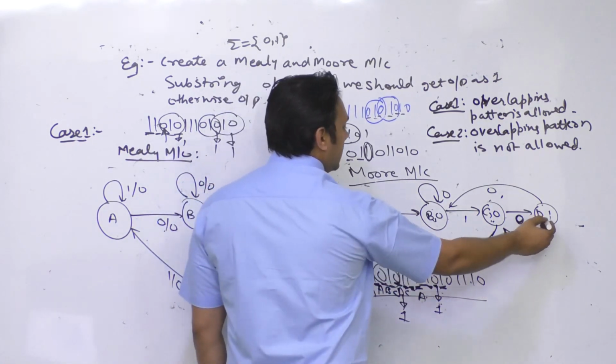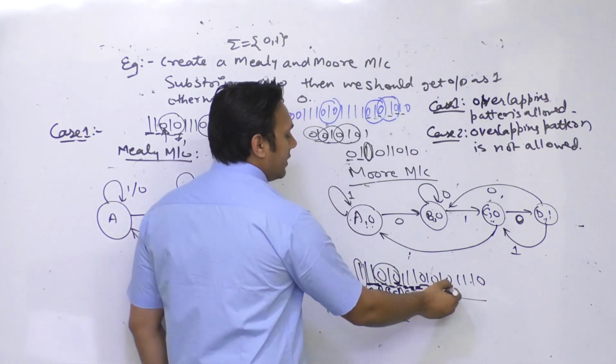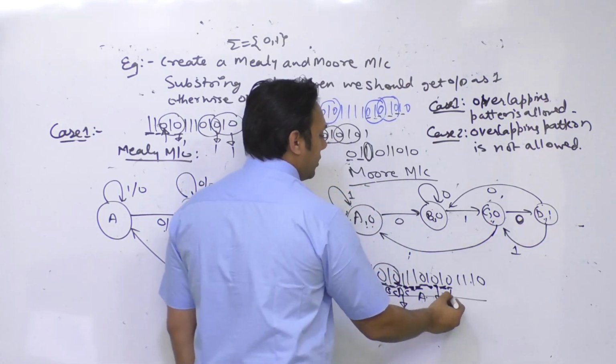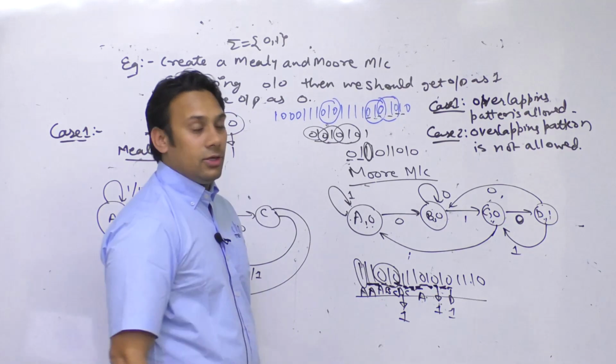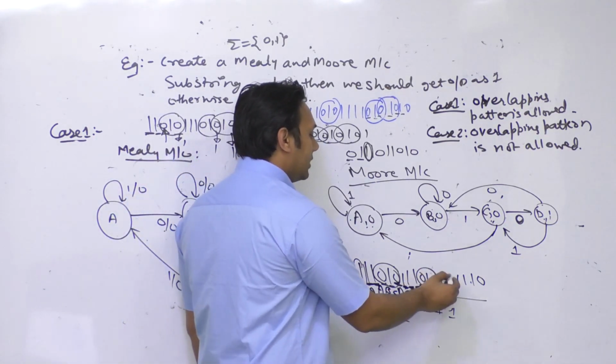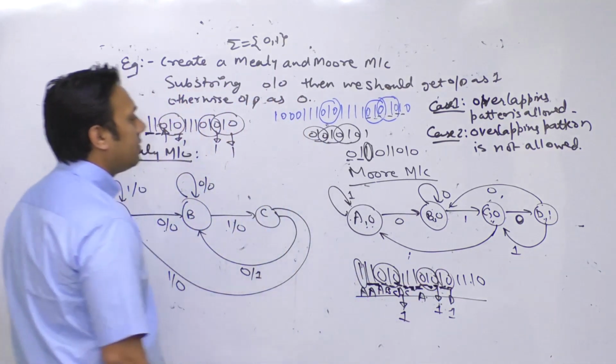Again we get a 1 from state D, we go to state C. Again we get a 0 from state C, we go to state D, and here also we are producing output as 1. So even if you have an overlapping pattern here, you are still producing output as 1 1.